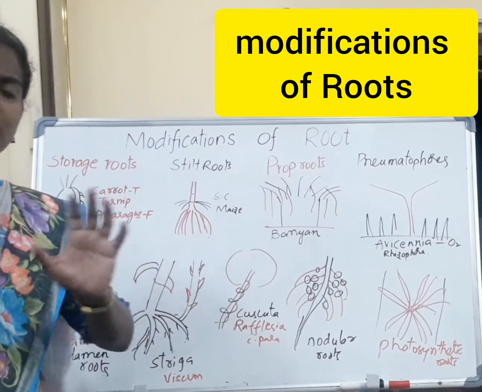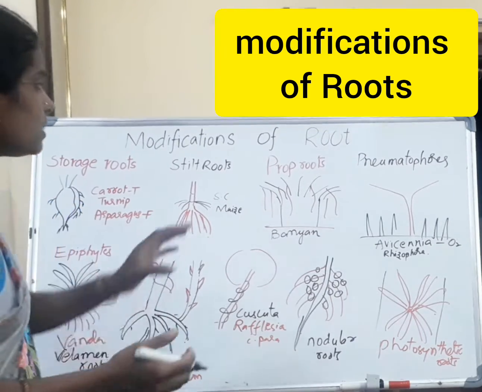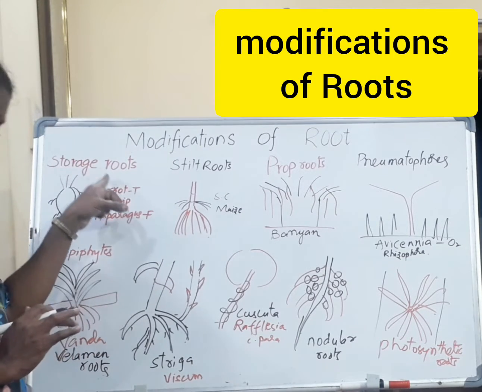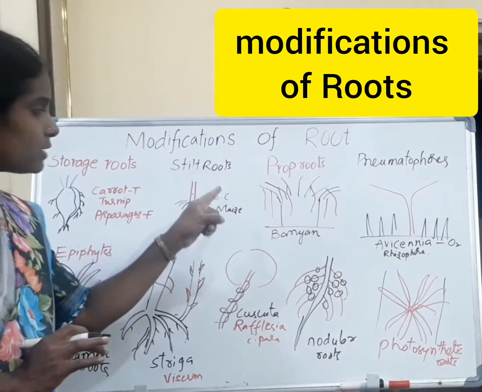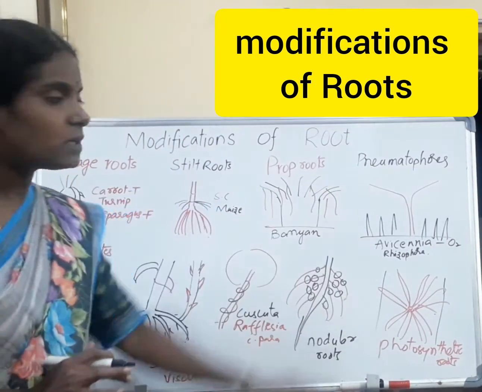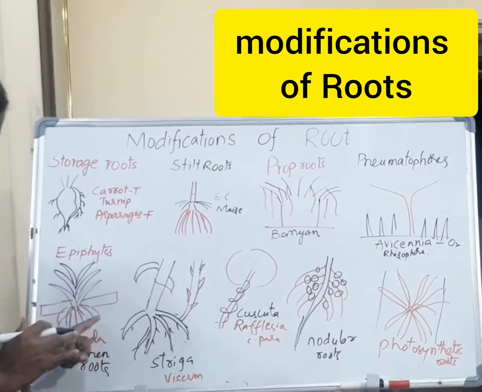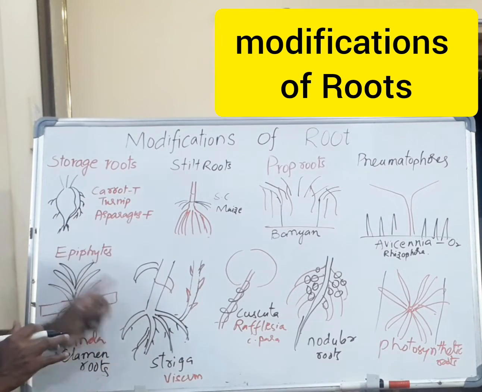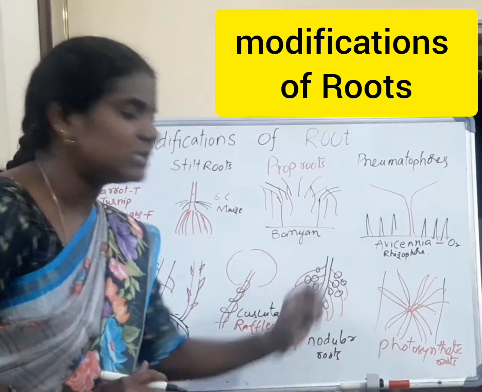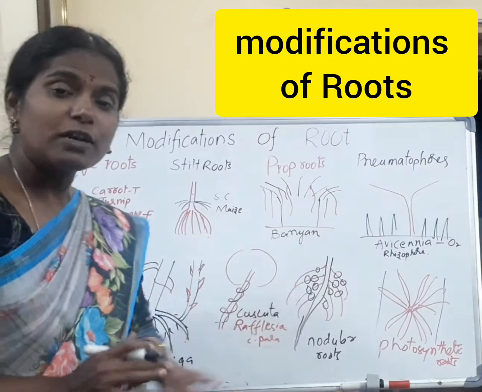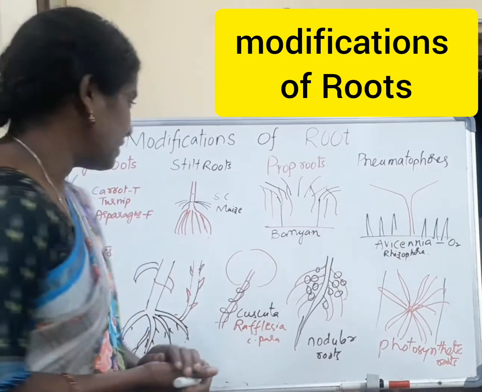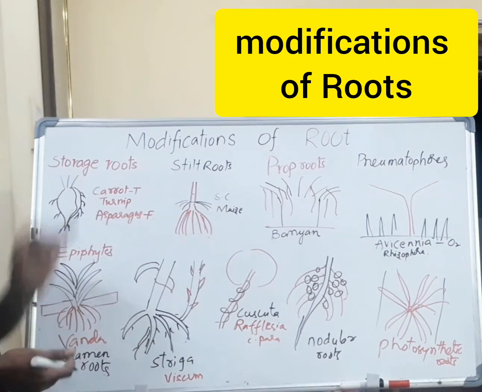Okay, so there are different types of root modifications. So what are the types of root modifications? First, storage roots, stilted roots or braced roots, prop roots or pillar roots, pneumatophores or aerial roots, and then velamen roots, and then parasitic roots, nodular roots, and photosynthetic roots. This is not only important for IPE but also important for NEET and MCET based questions. So let us see first storage roots.